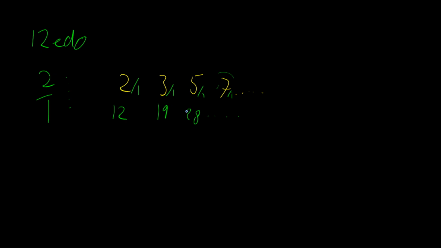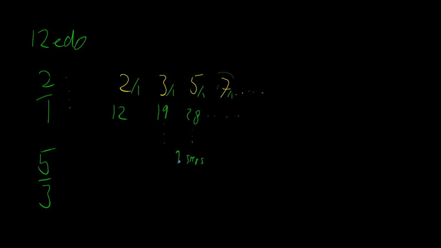So let's say you want to know how many steps our best approximation of the ratio 5:3 is in 12-Edo. You can say, okay, so the number of steps for 5 is 28, and the number of steps for 3 is 19. So we go 28 minus 19, which is 9 steps. And in fact, that is correct. So the best approximation of 5:3, 5 divided by 3, or 28 steps minus 19 steps, is 9 steps of 12-Edo.